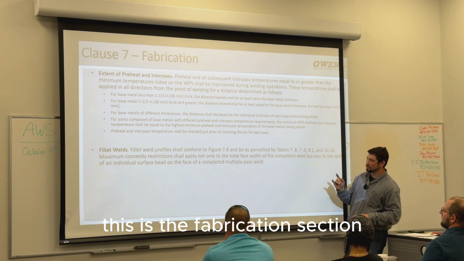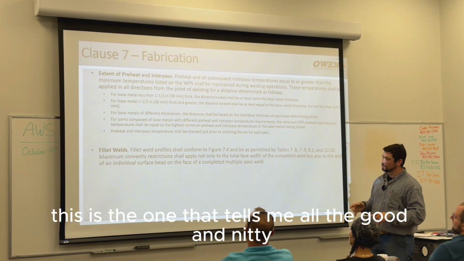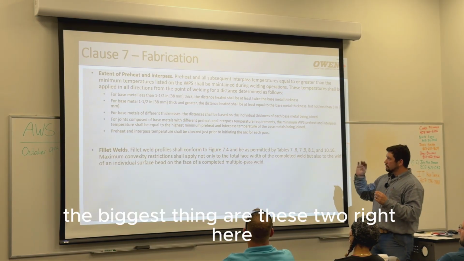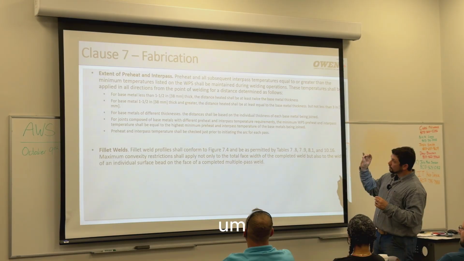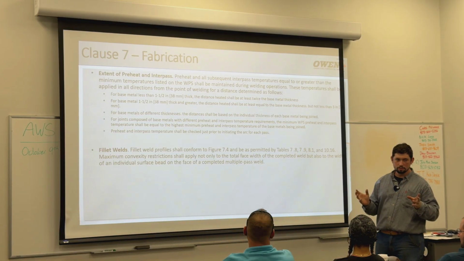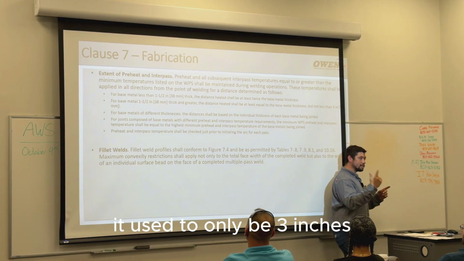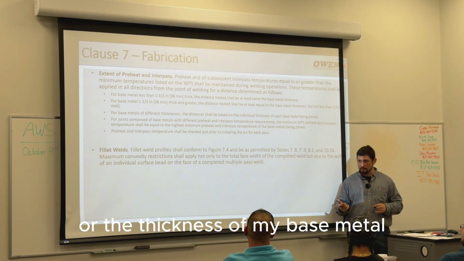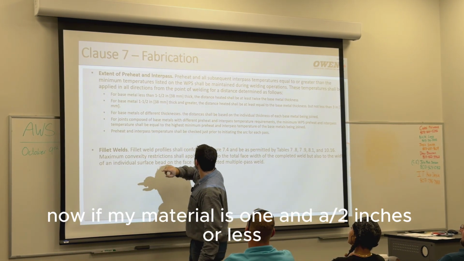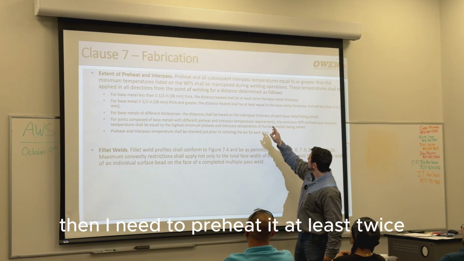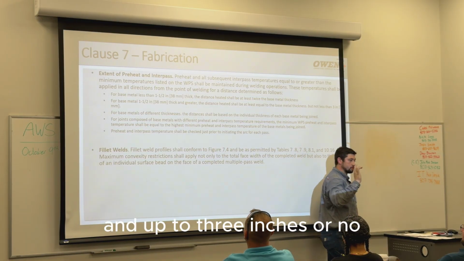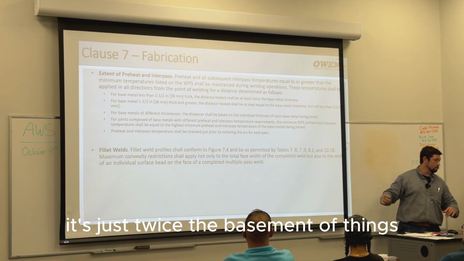This is the fabrication section. This is the section we love. This is the one that tells me all the good nitty-gritty details that we like to talk about, right? The biggest thing are these two right here. My distances for my preheat and interpass have changed. It used to only be 3 inches or the thickness of my base metal. Now, if my material is 1.5 inches or less, then I need to preheat it at least twice the base metal thickness. And up to 3 inches. Or, no, it's just twice the base metal thickness. They took the 3 inches out of there.